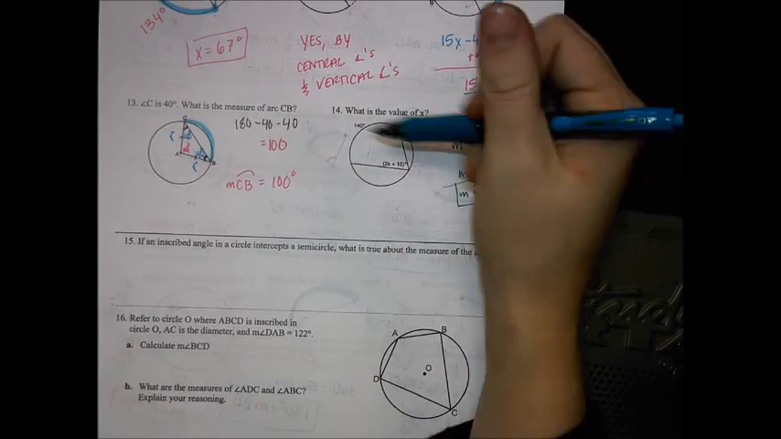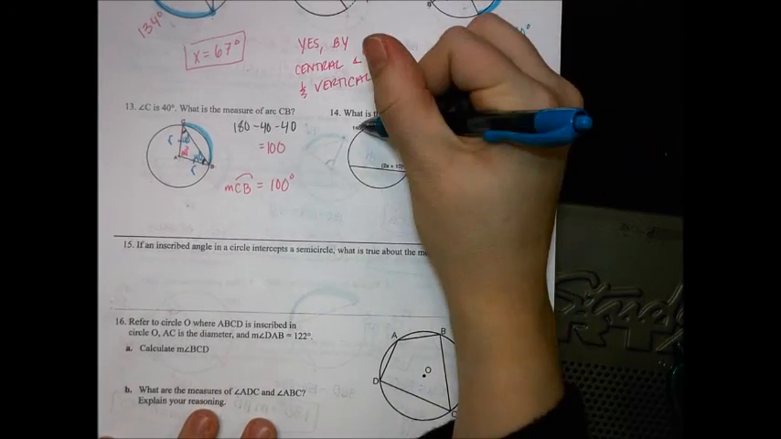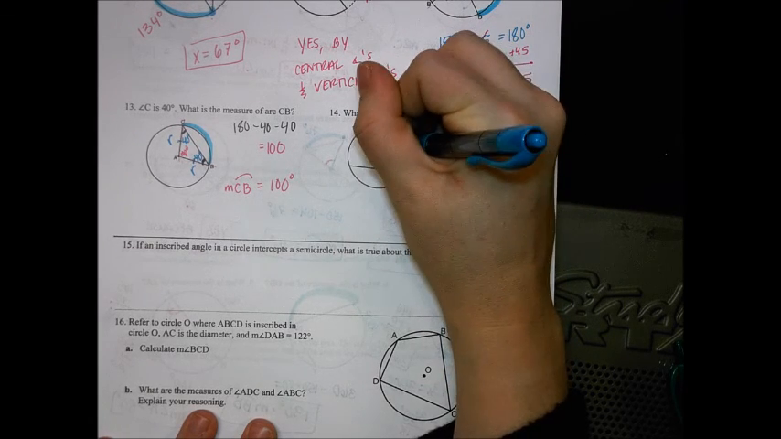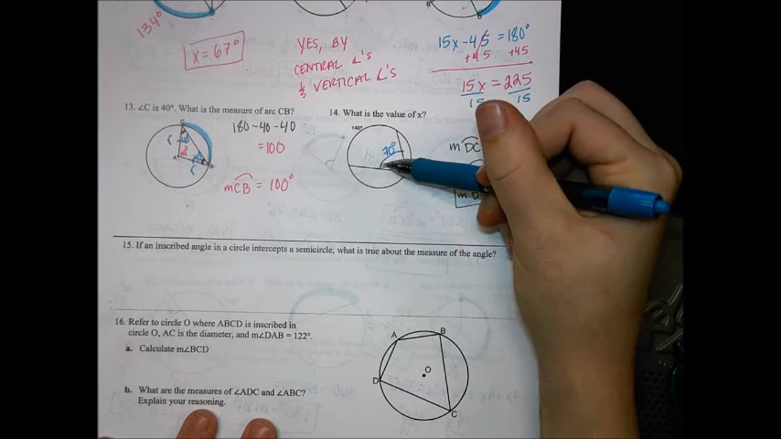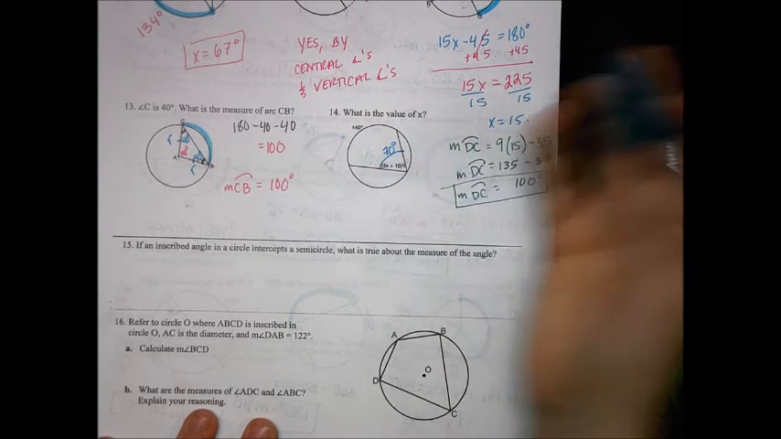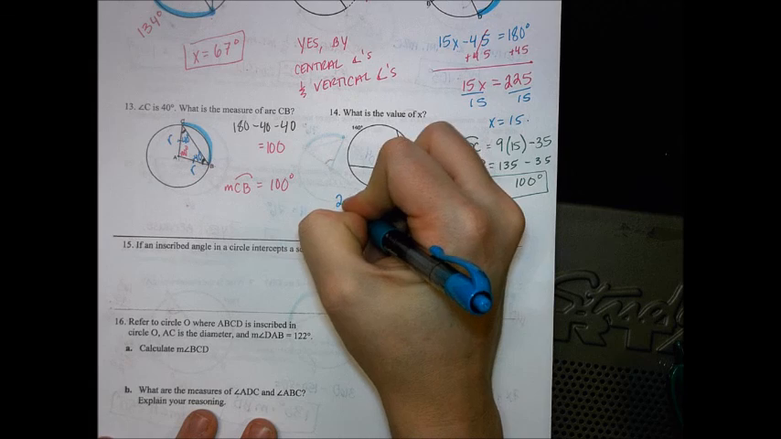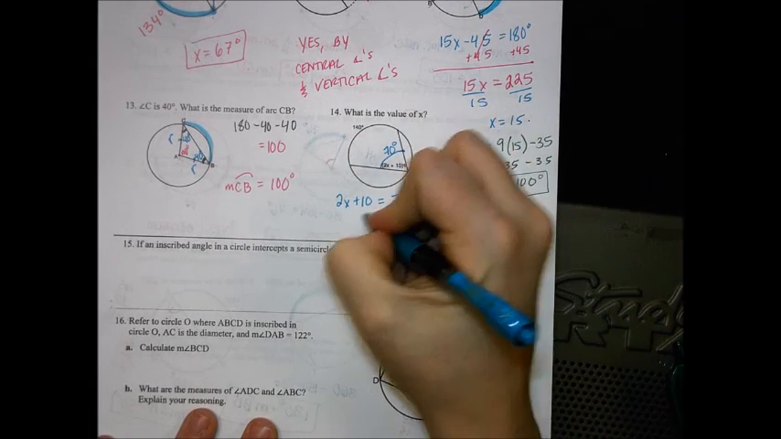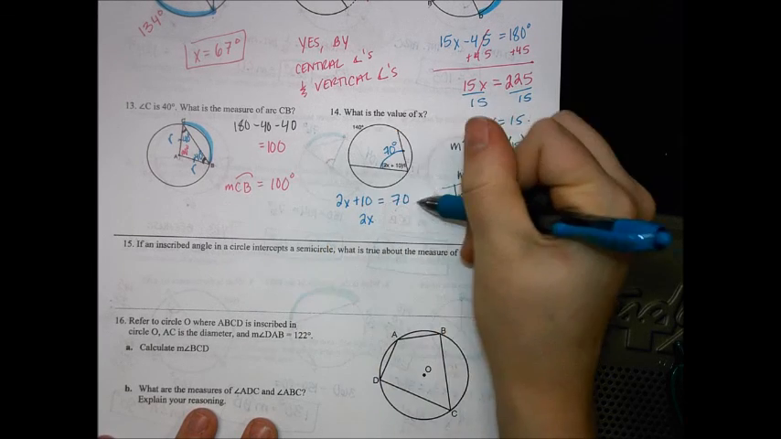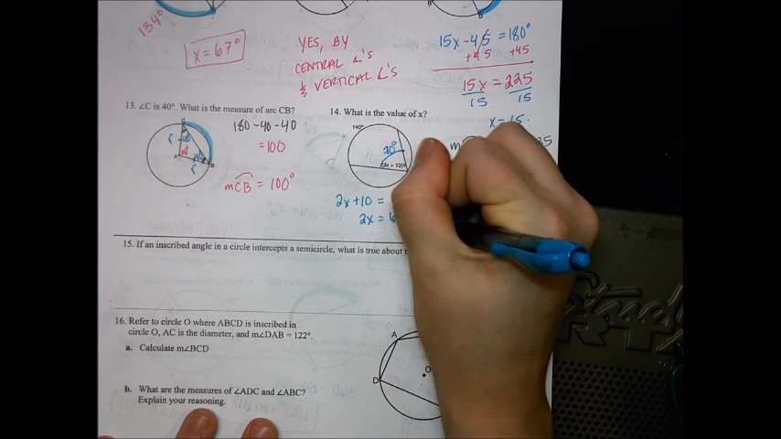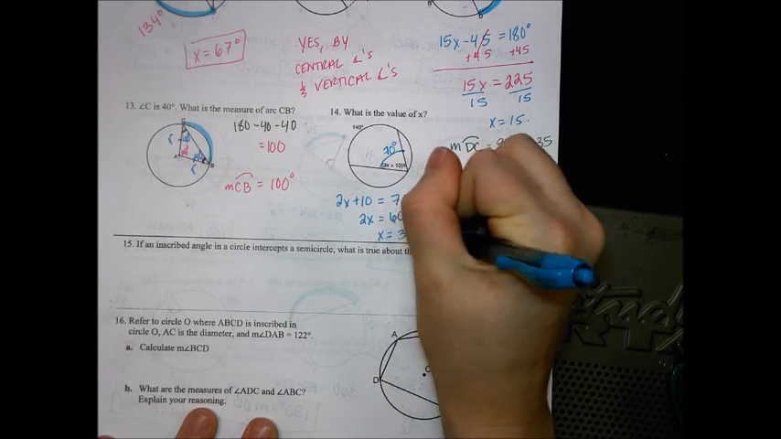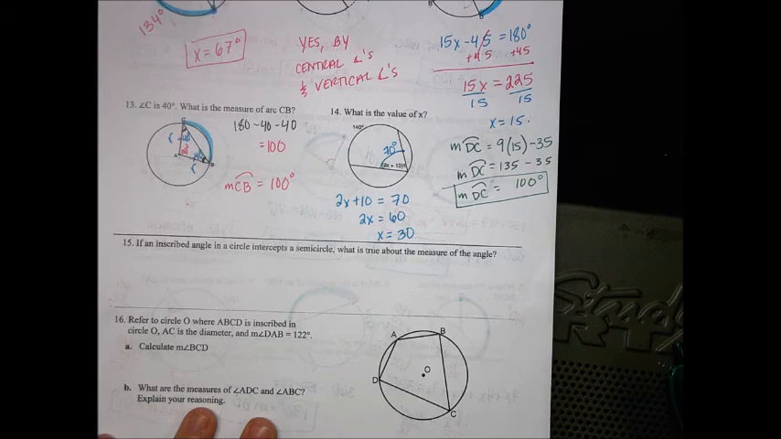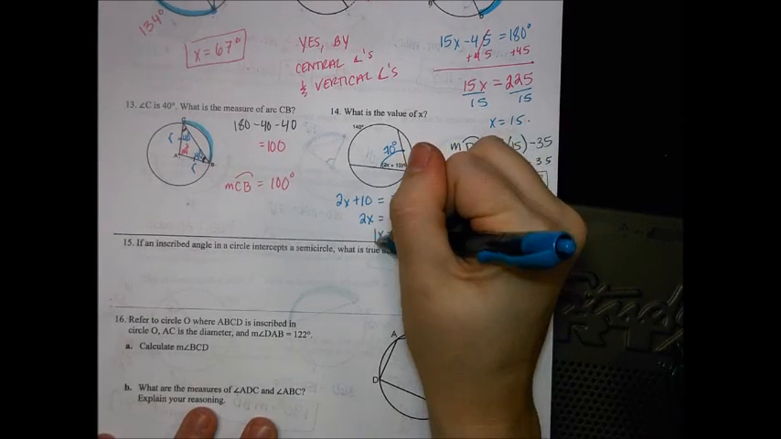Number 14. This is an inscribed angle, so I need to take half of the intercepted arc to get the angle. That angle would equal 70 degrees, but I also know that that angle equals 2x plus 10. If 2x plus 10 and 70 are the same angle, then you can set them equal to each other to solve. Subtracting 10 to the other side, I get 2x equals 60, so x is equal to 30, because I divide 60 by 2. This is what is the value of x, so you can stop at that point.